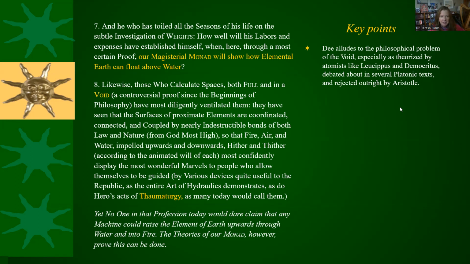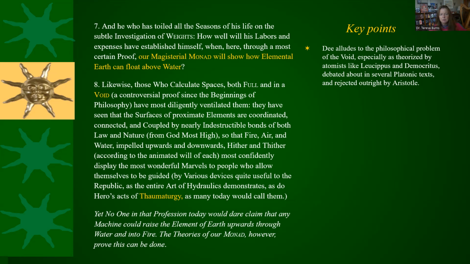He is going to say, likewise, those who calculate space as both full and in a void, a controversial proof since the beginnings of Greek philosophy, have most diligently ventilated them. They have seen that the surfaces of proximate elements are coordinated, connected, and coupled by nearly indestructible bonds of both law and nature from God Most High, so that fire, air, and water, three of the classical elements, impel upwards and downwards, hither and thither, according to the animated will of each. That's coming right from the Timaeus.